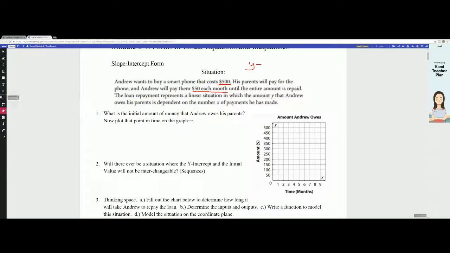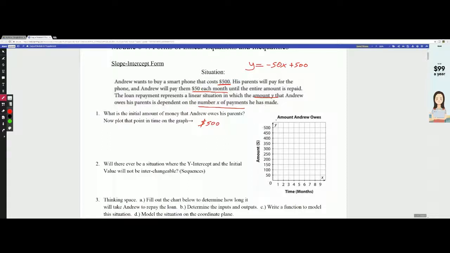Y equals -50 because he's going down 50 bucks every month in the amount that he owes, and months is represented as X, or as in payments. And y is the amount of money he owes. Now he starts off owing 500 bucks. That's the initial value. So again, the initial value for number one is 500 bucks. That's how much Andrew starts off owing them.